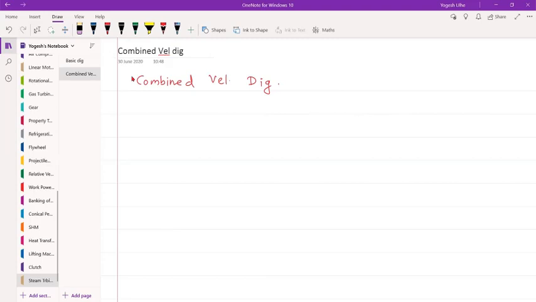Now guys, try to see my point here. I'm going to draw the combined velocity diagram. Everyone try to understand my point. First, we should leave half a page, half of your complete page.